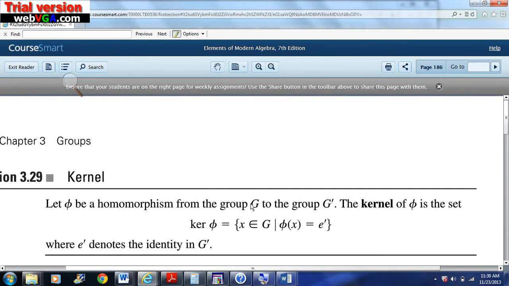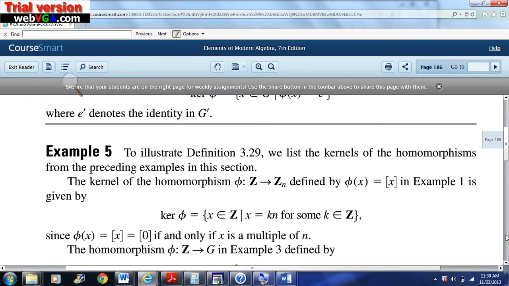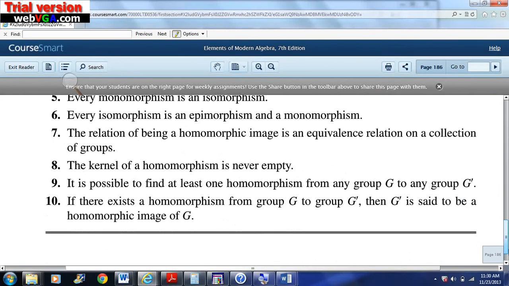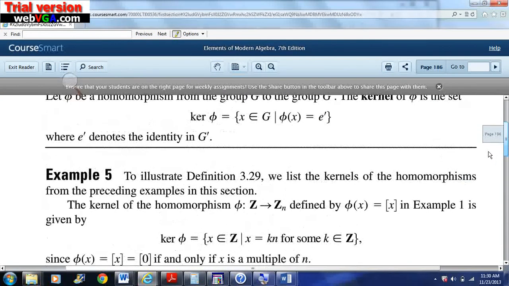So x has to be a member of the group that we are mapping from, such that phi of x is equal to e prime. Phi of x has to be equal to the identity element of G prime, the group that we are mapping to, where e prime denotes the identity in G prime. So that is the definition for kernel.